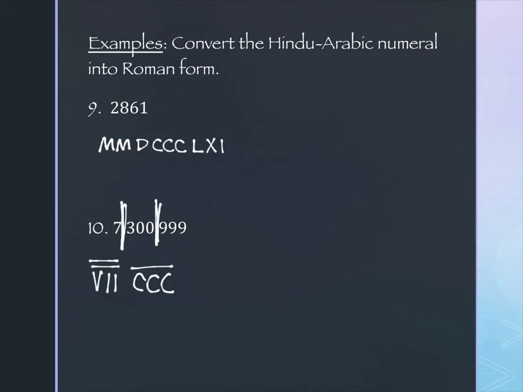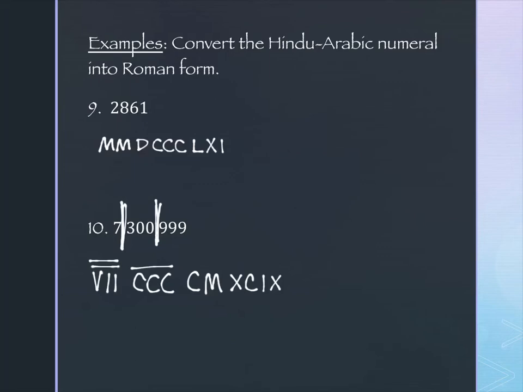999. Well, you have this list of things you wrote down, right? Of how to get 900, how to get 90, and how to get 9. How do you get 900? You do a C and then M. That's 900. How do you get 90? An X and then a C. And how do you get 9? I and X.